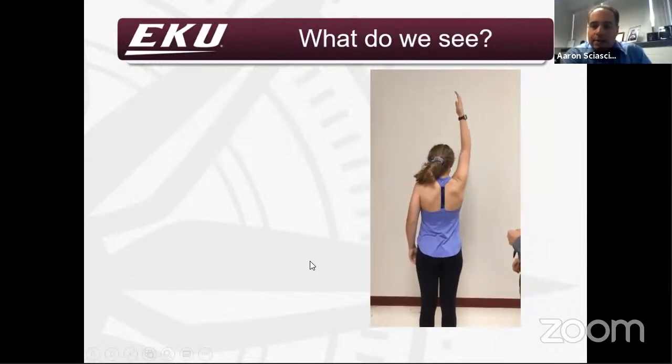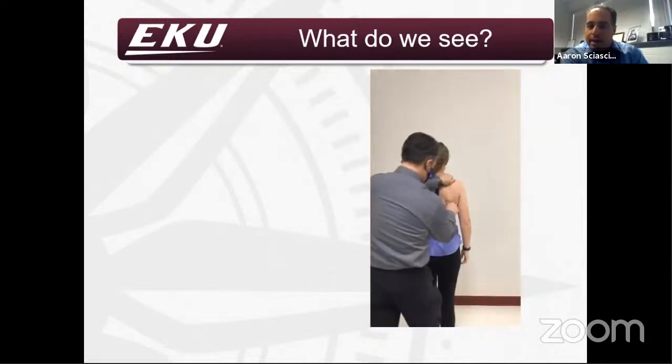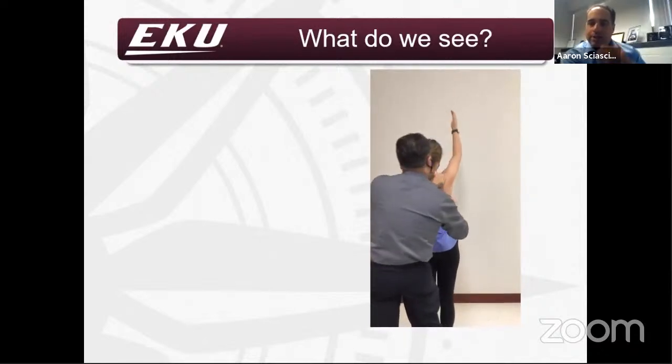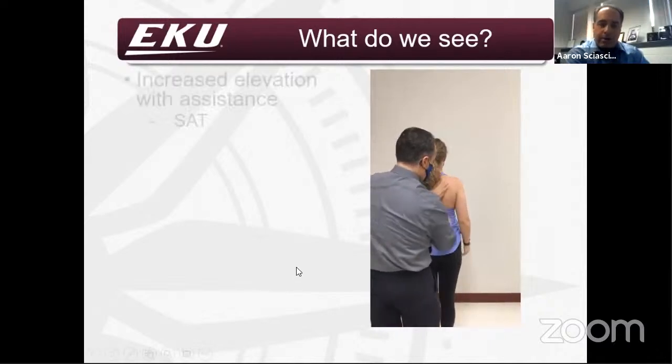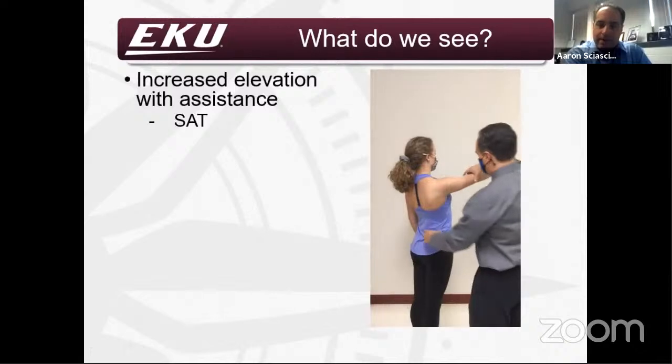We asked this patient to elevate her arm on her own, and she has a good range of motion, but it's not all the way up and it hurts a little bit. When I assist the scapula upward, she increases her motion and it's easier for her to do. So this is the scapular assistance test, and we have a positive finding.